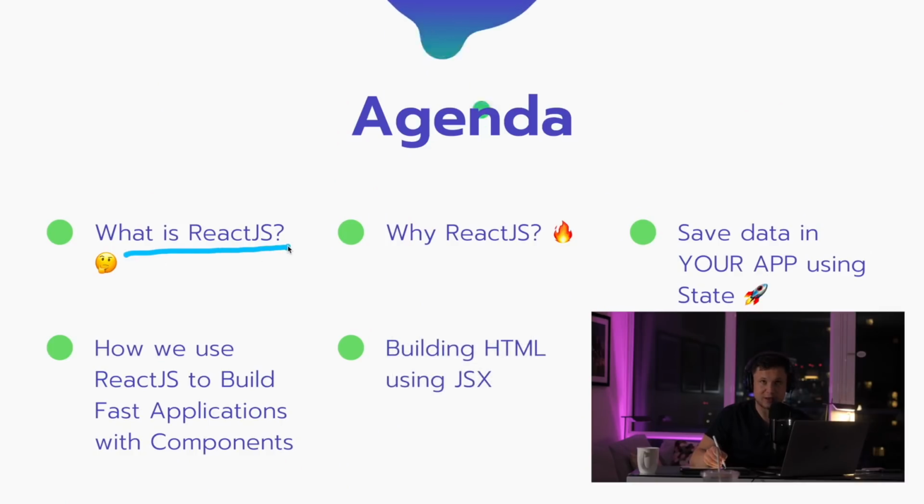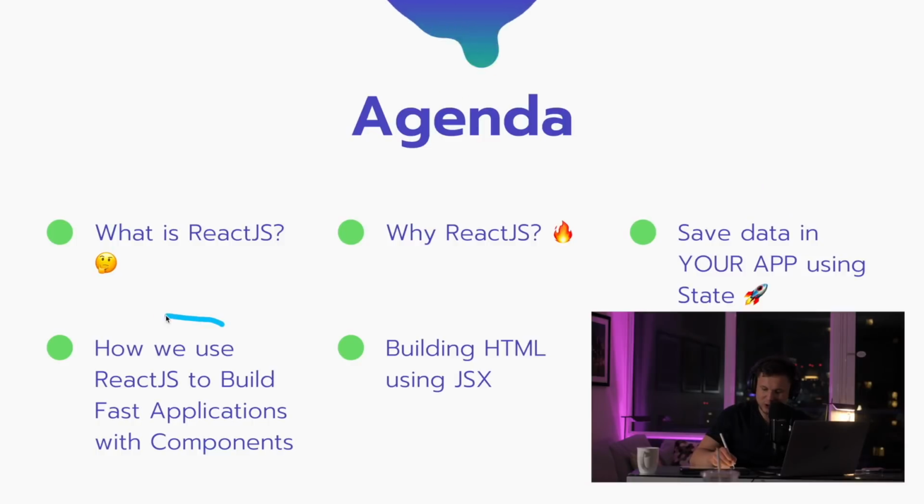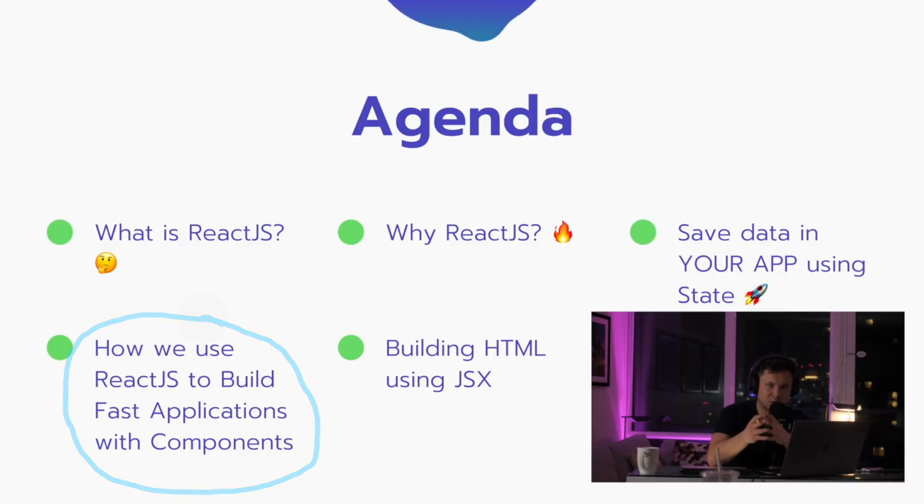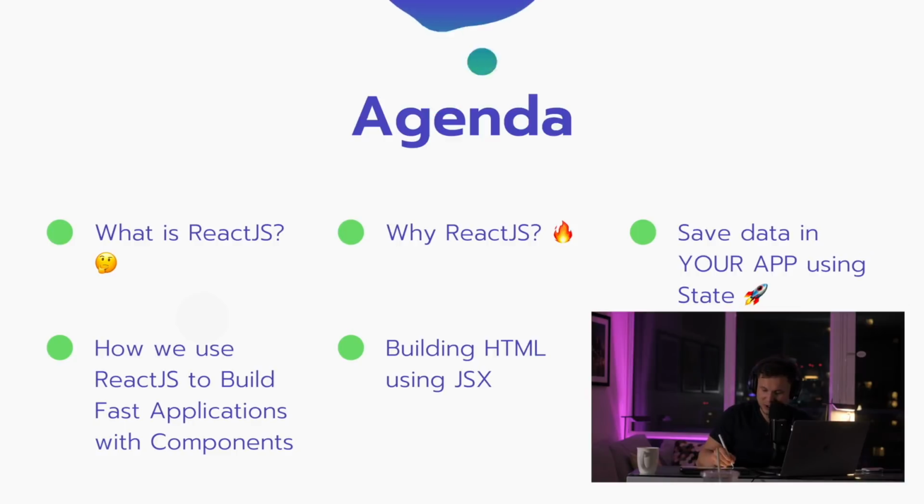ReactJS 101. Let's get straight into it. So what are we going to learn today? We're going to learn a few different things. Part 1, what is ReactJS? Talking about how it works, what it is made of, and how we use it. We're going to talk about how we use ReactJS to build fast applications with components, which is probably the most important part of ReactJS, which is components. You'll learn here in a second. We will talk about why ReactJS has become such a popular framework library, and why you should learn it, of course.